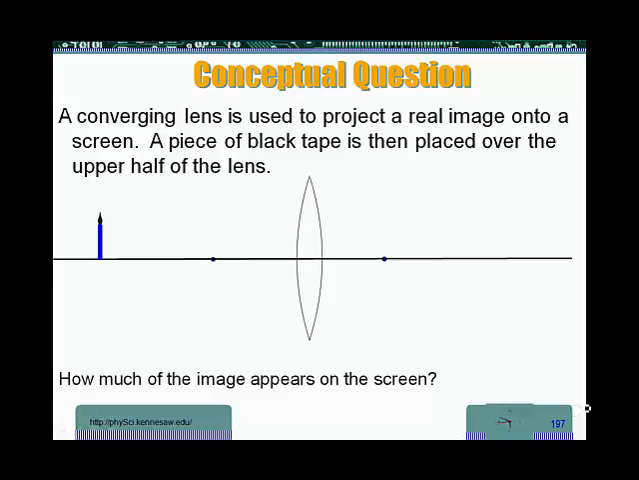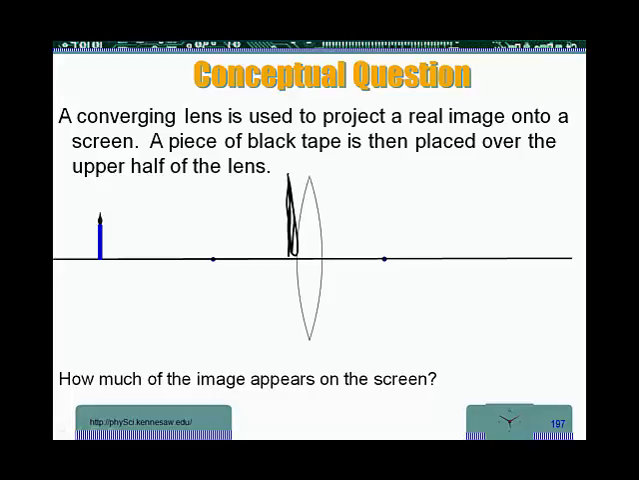Consider this question. We have a converging lens that is being used to project a real image onto a screen. And then what we do, we place a piece of black tape over half of the lens, like this. How much of the image would appear on the screen? That's what the question is asking.